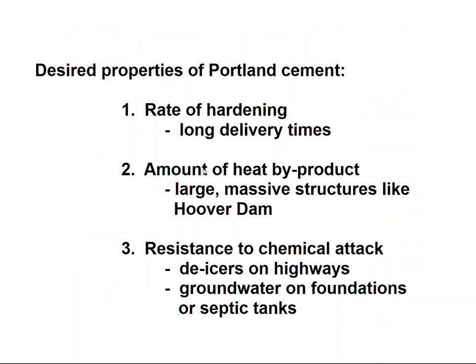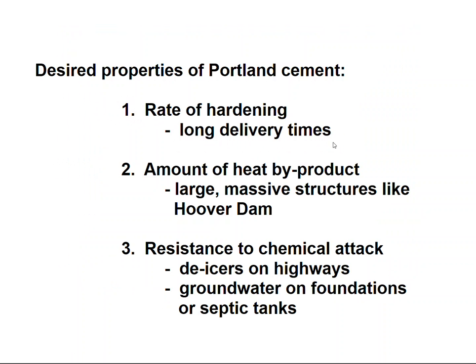So the desired properties of Portland cement, right? We can vary the ingredients, vary the amounts of lime, silica, iron oxide, to deliver different properties when it goes through the curing process, when we're making the concrete product. So the rate of hardening, right? How fast do we want the cure to take place from when it's in a liquid plastic workable phase to the hard final phase?